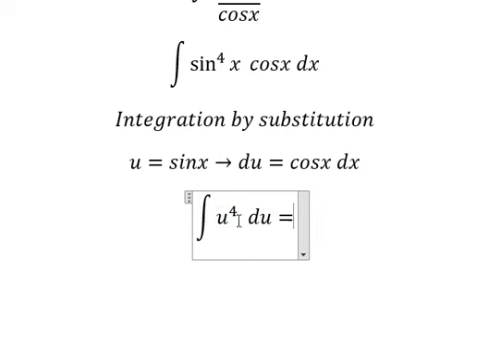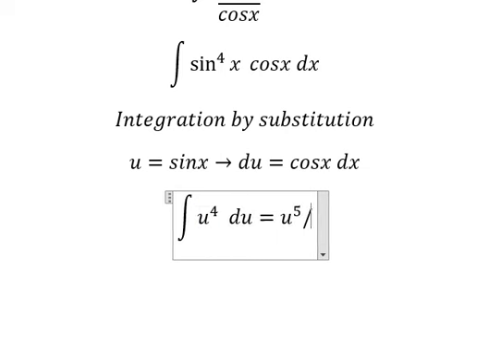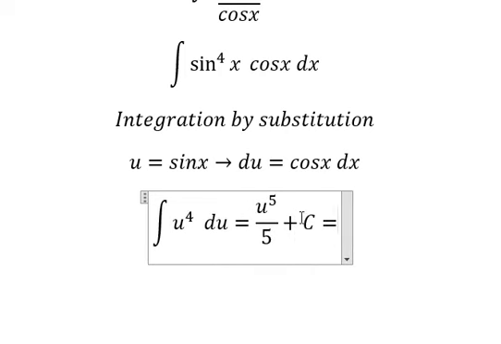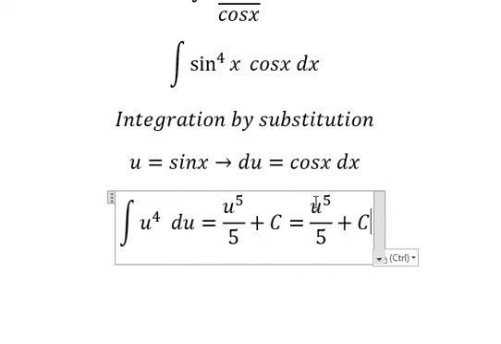So the integration of this one, we have u to the power of 5 over 5, and I will put c. So about u, that is sine x.